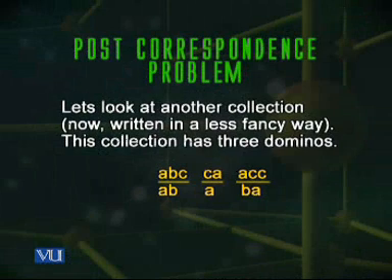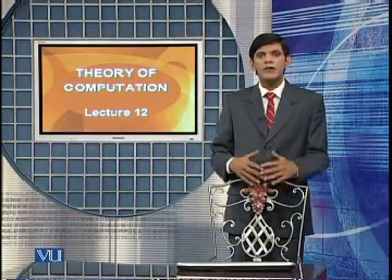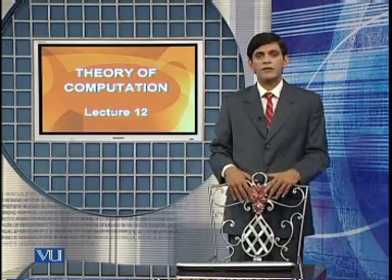Let's look at the problem formally. Let's start by looking at this other collection. This collection has 3 dominoes. ABC on top and AB on bottom, that's the first domino. CA on top and A on the bottom, that's the second domino. ACC on top and BA on the bottom, that's the third domino. For this collection, I claim that you can never find a match.